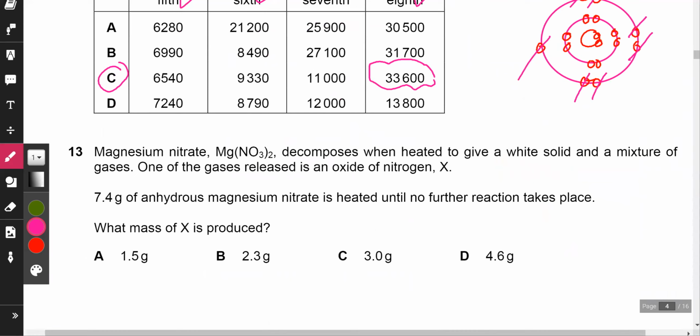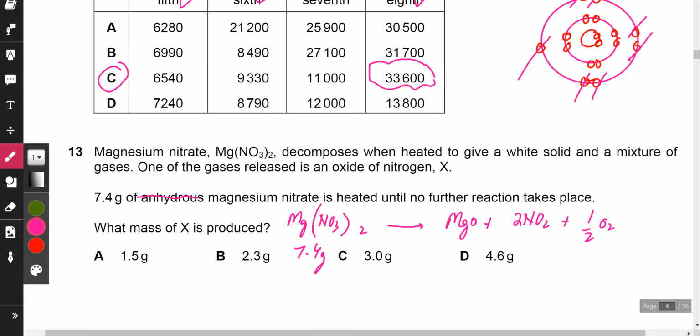As a next one. Magnesium nitrate decomposes when heated to give a white solid and a mixture of gases. One of the gases released is an oxide of nitrogen. This is a simple question: magnesium nitrate is undergoing decomposition. So it would form magnesium oxide plus NO2 plus half O2. So that's your balanced equation, and you're given 7.4 grams of anhydrous, which means there is no water. So there's only magnesium nitrate, 7.4 grams.